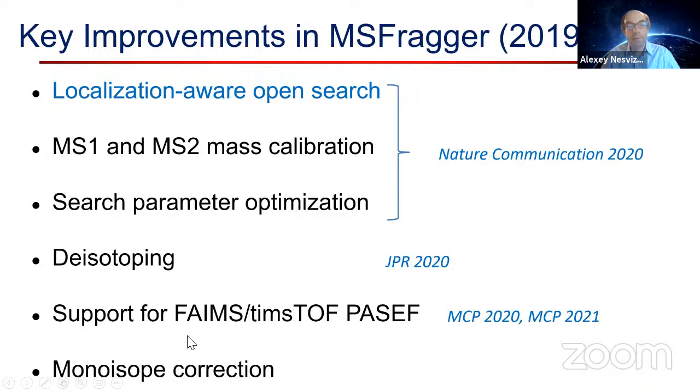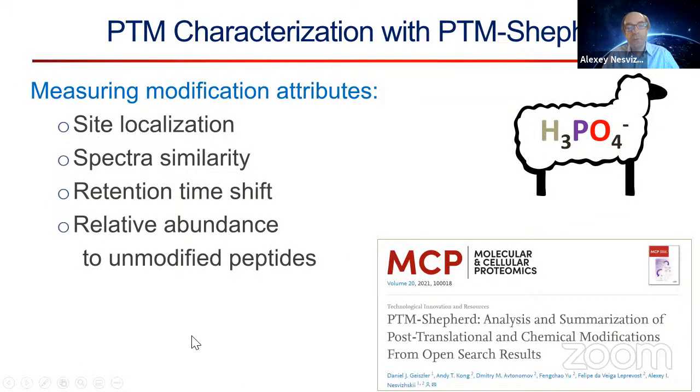If any of you are also interested in really exploring these PTM profiles, I want to highlight this PTM-Shepherd tool that we published last year. So Danny will be participating in this presentation. He can answer questions if you have any related to open searching. And this tool will summarize where a particular mass shift is localized, look at the spectral similarity, retention time shifts caused by the modifications, relative abundance changes in modified compared to unmodified peptides, and a few other things. So it's a very useful tool.